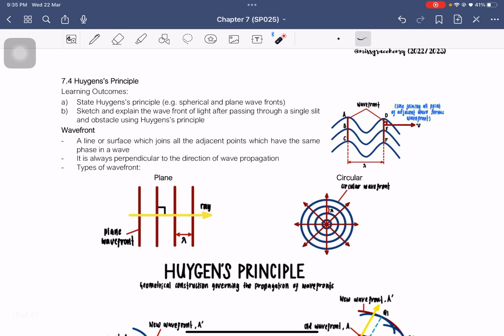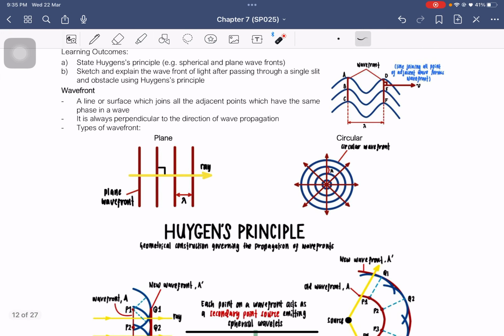A wavefront is a line or surface which joins all the adjacent points which have the same phase in a wave. So it is always perpendicular to the direction of wave propagation. We have two types of wavefront: the plane wavefront and the circular wavefront. They are perpendicular to the direction of wave propagation. So if it's going to the right, this is the perpendicular. Okay, so that is the wavefront.